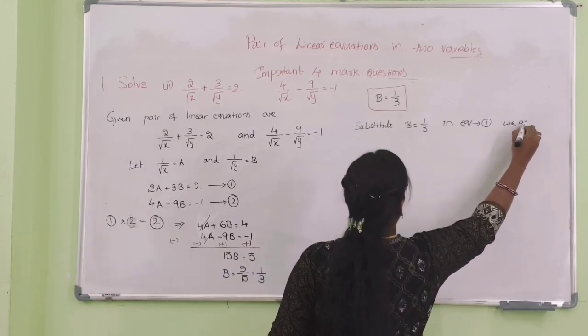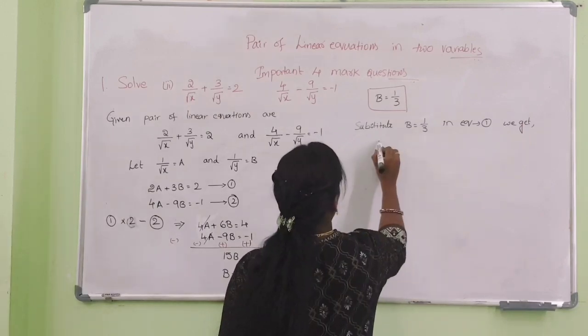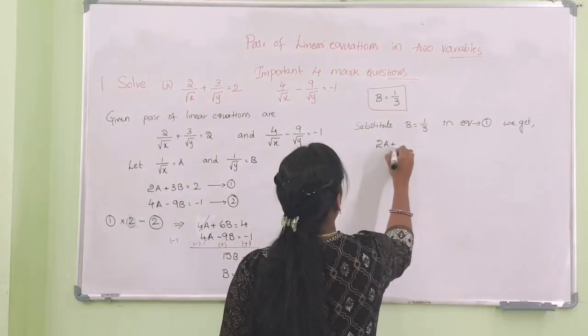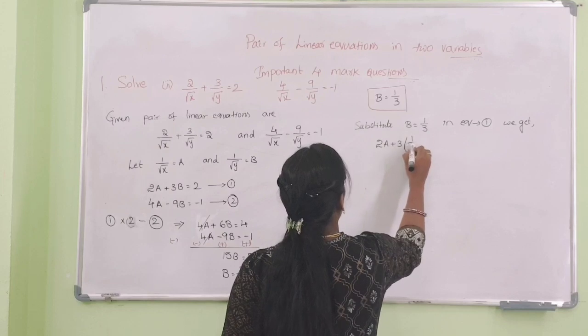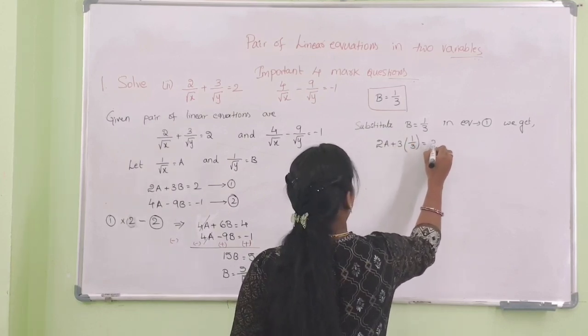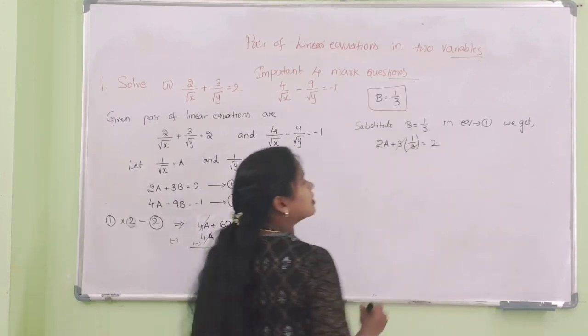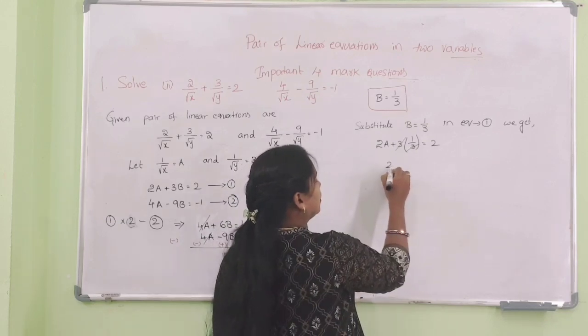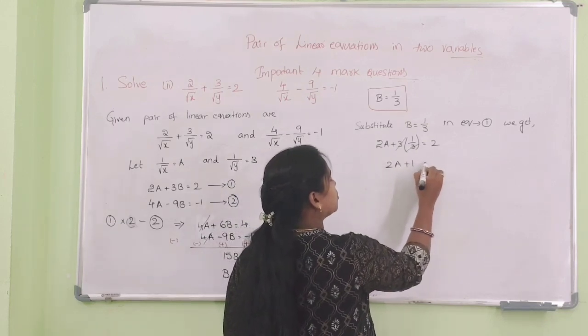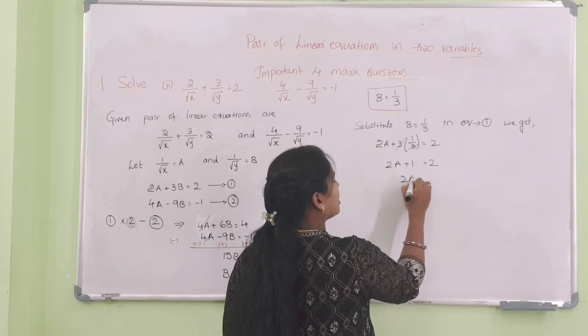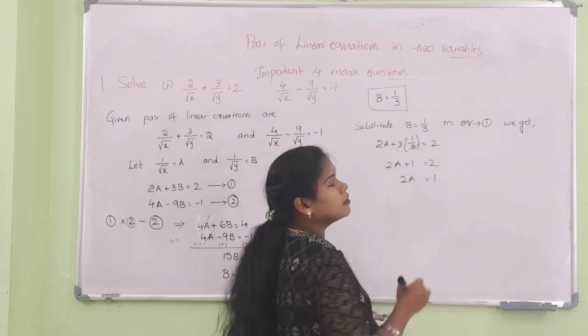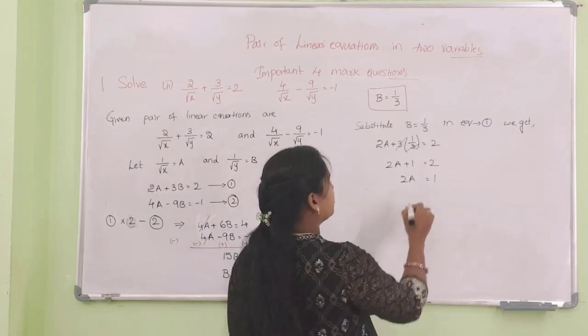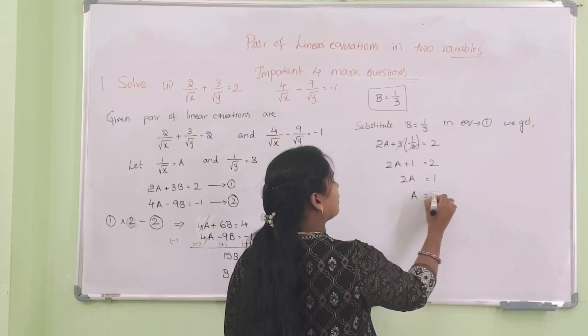Then we get 2a plus 3 into b value is 1 by 3, which is equals to 2. Here 3 gets cancelled. 2a plus 1 is equals to 2. 2a is equals to 2 minus 1, that is equals to 1. Then we get a is equals to 1 by 2.